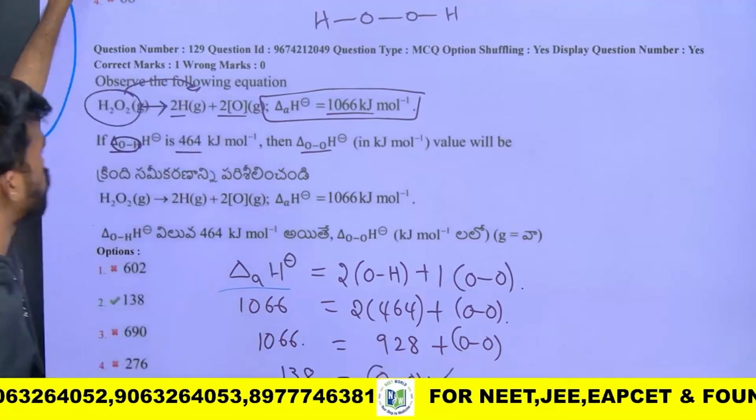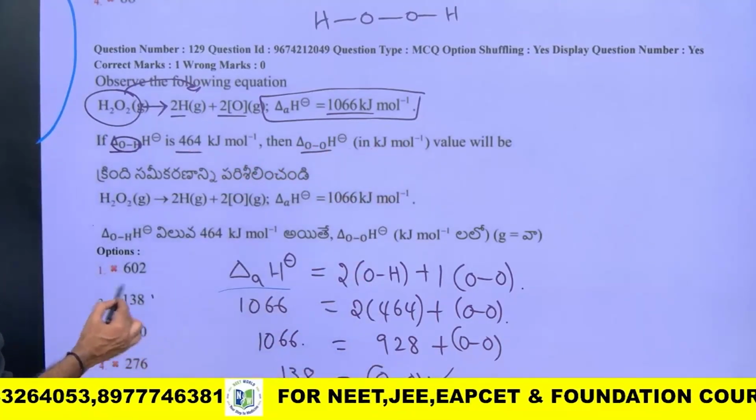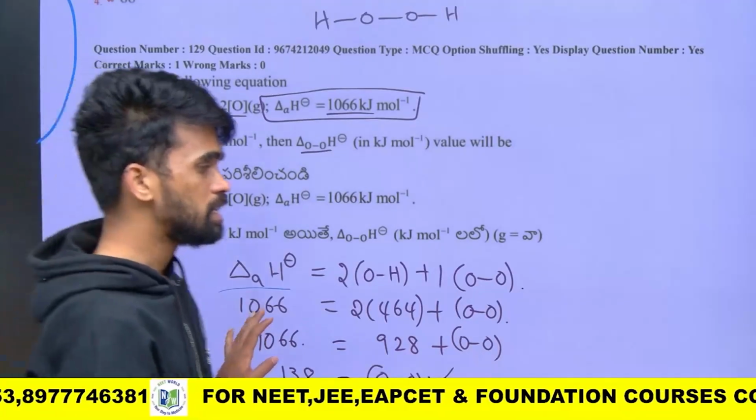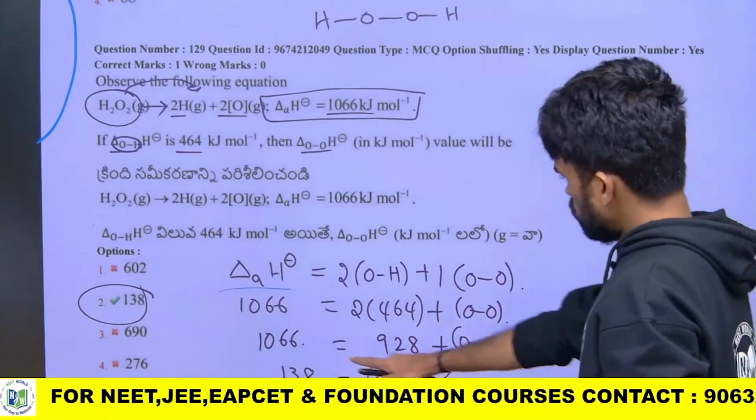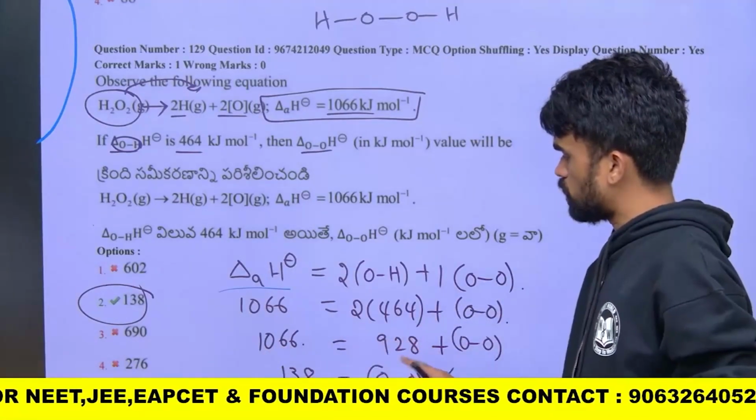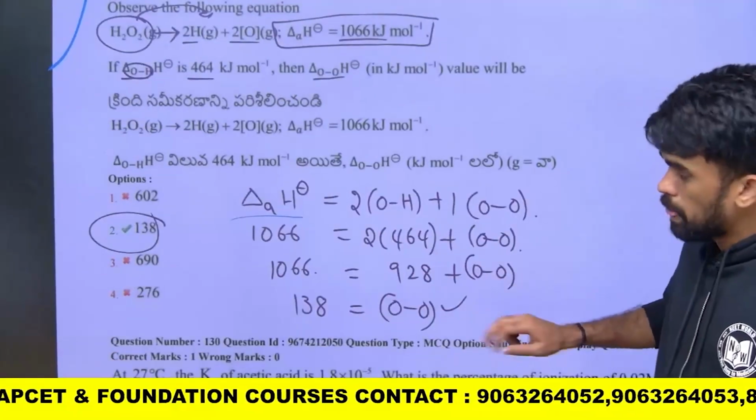This is the energy required. So the OO bond dissociation energy will be this much. So we have the answer as 138. I hope this is very clear without any confusions, right? 1066 minus 928 is 138. That is our final answer here.